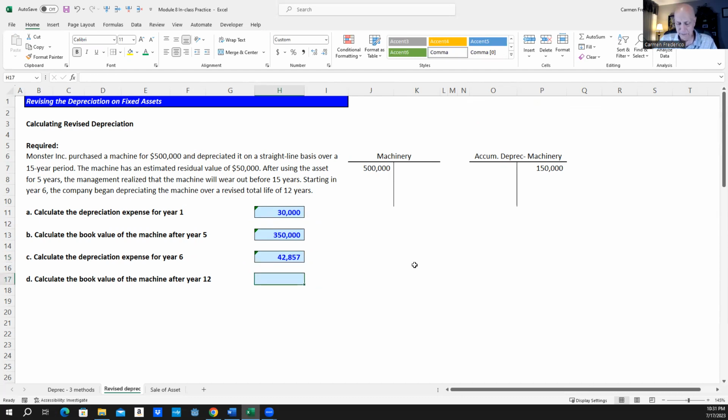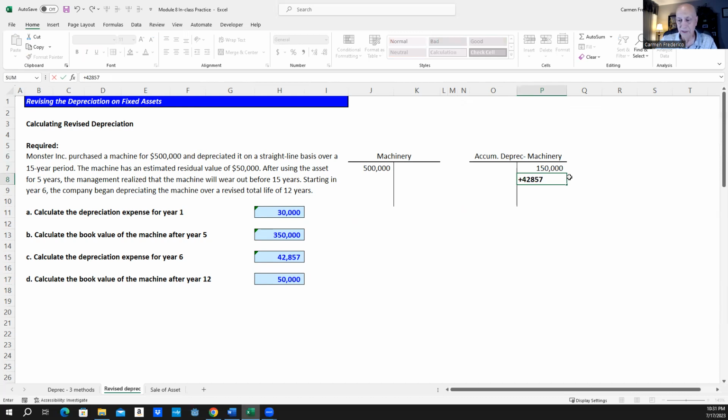The book value after year 12 is going to be what? It better be $50,000, right? Let's just see what happens here. So let's put the $42,857 times 7 is $299.99, which is rounded.